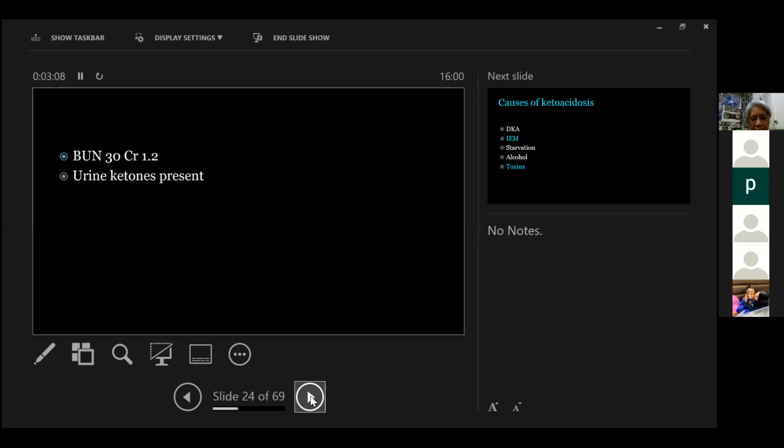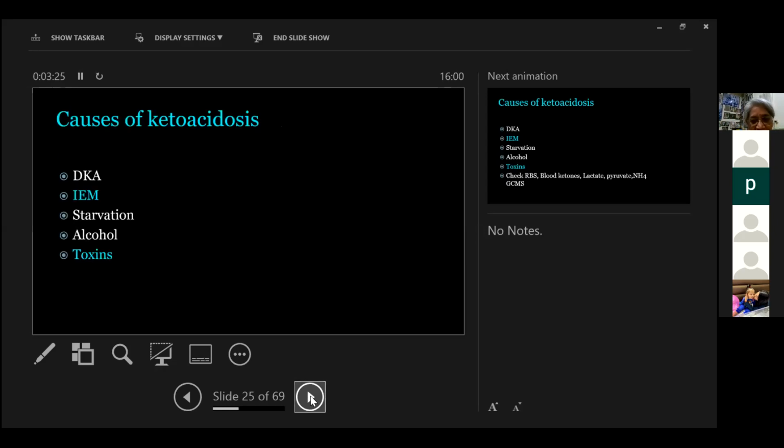So what do you think is the cause of this child's wide anion gap acidosis? So the problem is that you can't communicate. Starvation. We don't know. We have a ketoacidosis in this child.